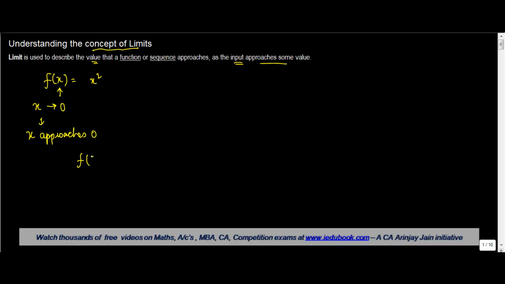Let's say you have f(3), f(2), f(1), and f(0.01). Given that f(x) is equal to x square, f(3) will be 3 square or 9. f(2) will be equal to 4, f(1) will be equal to 1, and f(0.01) is going to be 0.0001. So what we see is that as the value of x moves towards 0, the value of the function, also known as y, also moves to 0.